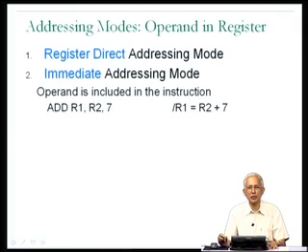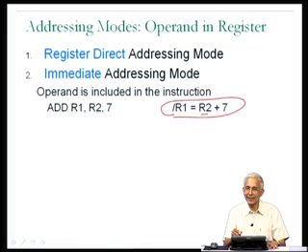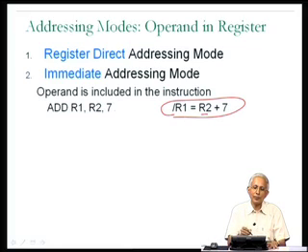So here I have an instruction, add R1, R2 followed by the number 7. And the interpretation, the meaning, which I provided in this comment, is that the value within R2 is to be added to the value 7, and the result of the addition is to go into register R1. So one of the operands to the add instruction in this case is the value 7.